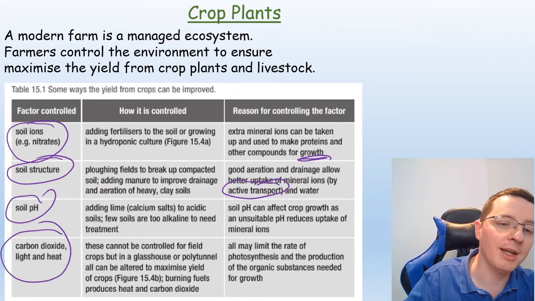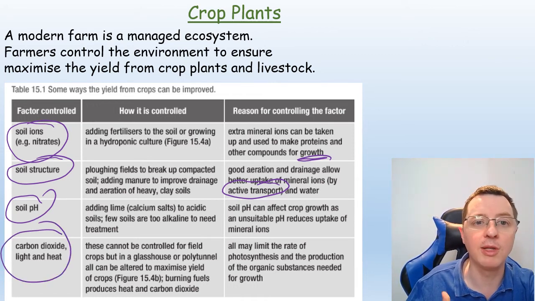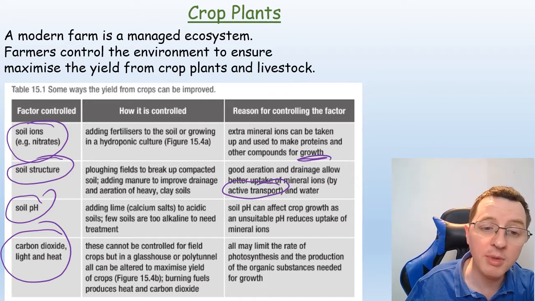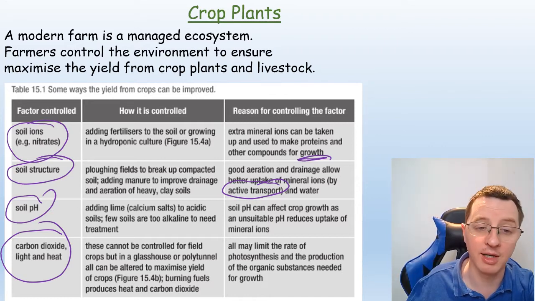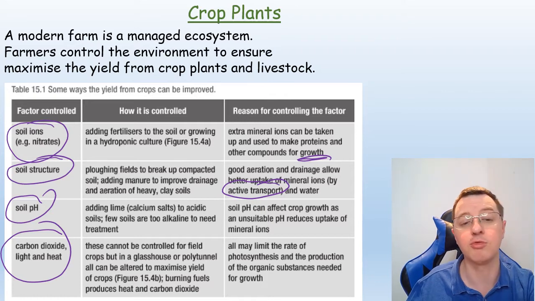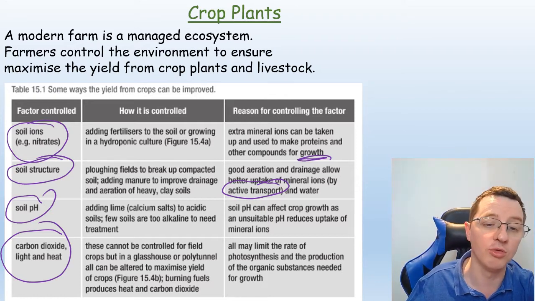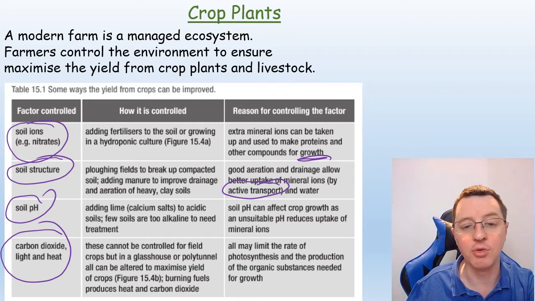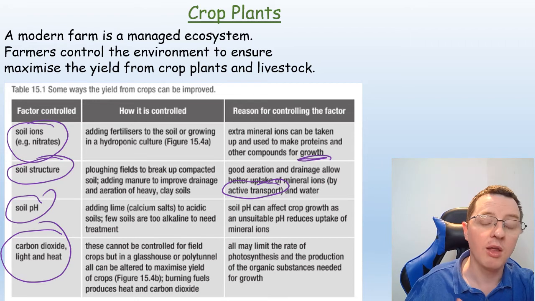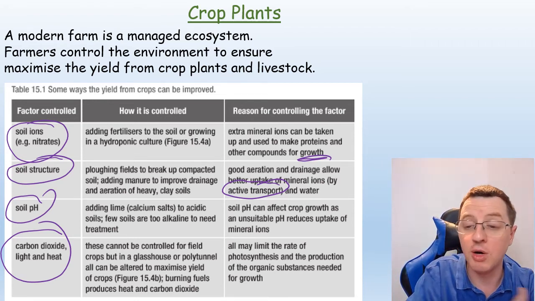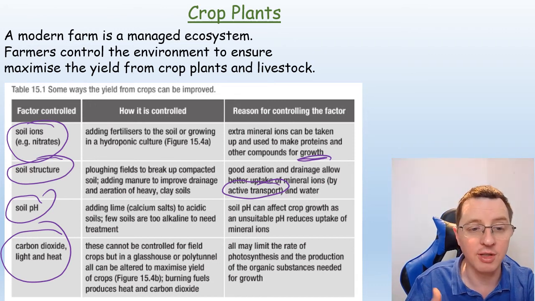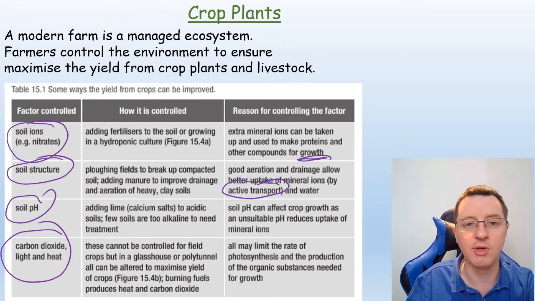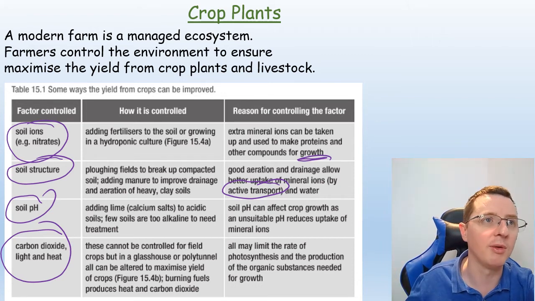Carbon dioxide, light and heat are other factors that farmers may try and control. These can't be controlled in crops grown outside, but they can be controlled in crops grown in a glass house or a polytunnel or a greenhouse, where we can alter the carbon dioxide, light and heat levels by burning fuels, which will produce the heat and carbon dioxide as well. And we can also utilize electricity to produce light to increase the amount of light the plants have, and therefore the amount of photosynthesis that can be going on.